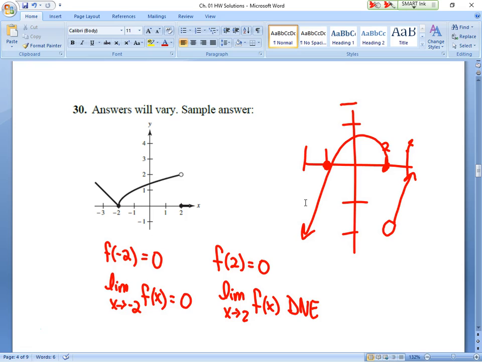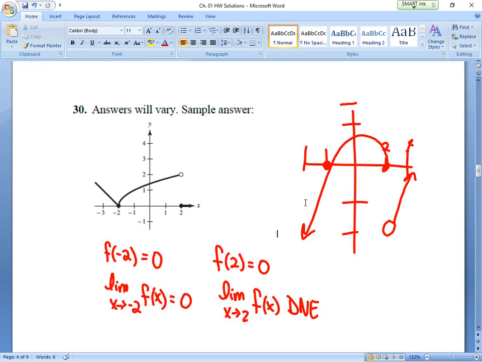If it was something like this, and this was not there, this would not be true because the limit would exist and the limit would be 2. The function would be 0, but the limit, where the function is approaching whenever it's not at 2, is this height, not 0. Does that make sense? Yeah, good question.